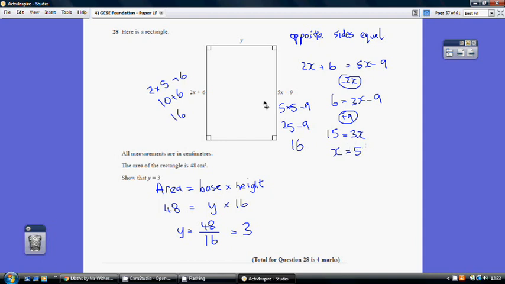So with x being 5, I can substitute this into either of these two to work out the height of the rectangle. So substituting into this one, for example, 2 5s are 10, 10 and 6 is 16. So I know the height of this rectangle is 16. Now how do you work out an area of a rectangle? It's base times height, and we're told that the area is 48. So 48 equals my base, which is y, multiplied by the height, which I've just worked out to be 16. So y must be 3, because 3 times 16 is my 48.